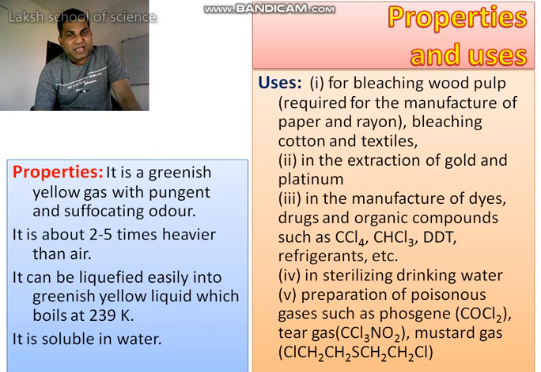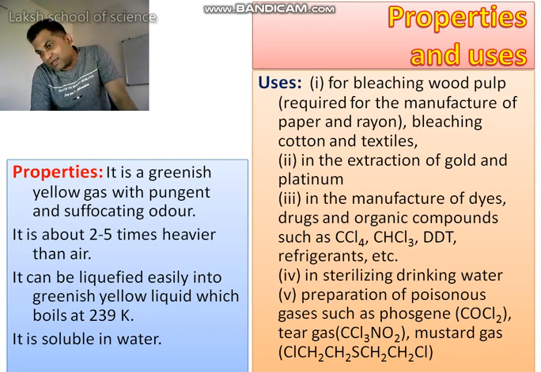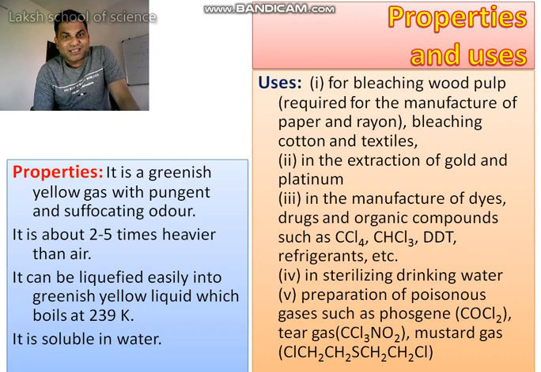Bleaching cotton in textile industries. In the extraction of gold and platinum, that also you have seen yesterday. Dyes, drugs and organic compounds such as CHCl3, DDT, etc. can be made using chlorine, and also refrigerating agents. In drinking water, and this is the important part, it can kill bacteria, that's why it is used as a sterilizing agent in water industries.